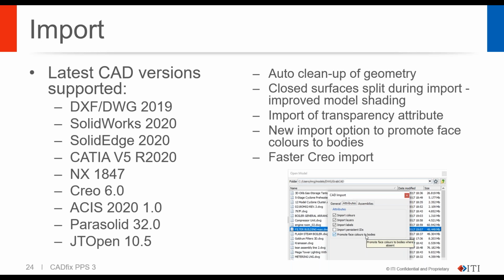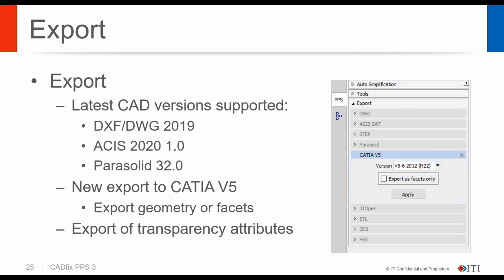There is a new option to promote face colors to bodies, and this display option can be switched back and forth between associated body and face color during the processing interactively. And we also have a faster Creo import. And similarly, our export support has also been updated to include the latest versions. And this includes a new addition to the exports with support for CATIA v5 as geometry or as a faceted representation. And again, with the import, CADfix PPS 3 now supports the export of transparency attributes.